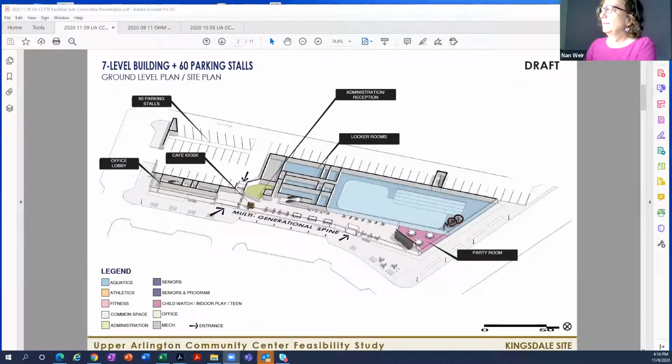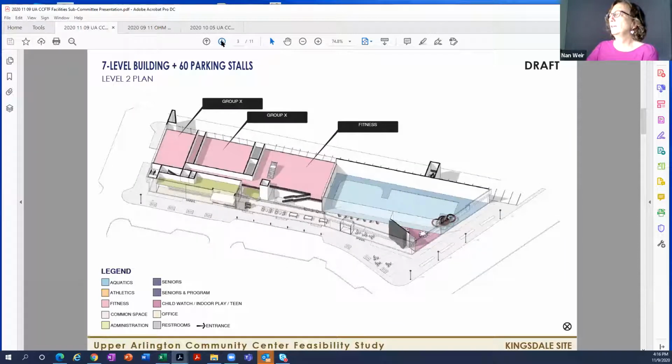And then also some minor revisions to this level, just to increase a little bit of service. We still have the main entrance, a separate lobby for the office, and the same functions that you've seen previously on this floor. So I'm just going to move along to the next slide.